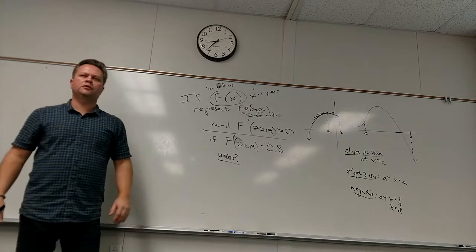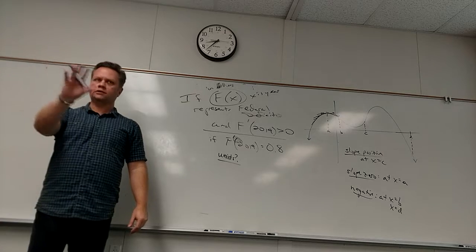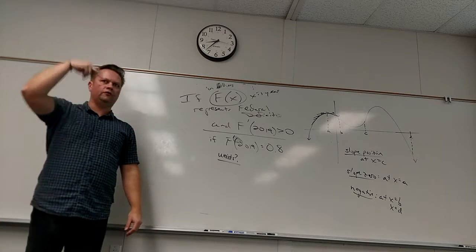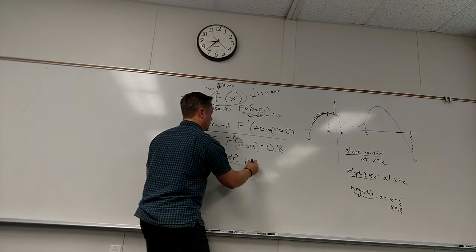What does f prime represent? Yeah, f prime represents slope. Slope is change in y over change in x. So another way to write f prime of something.